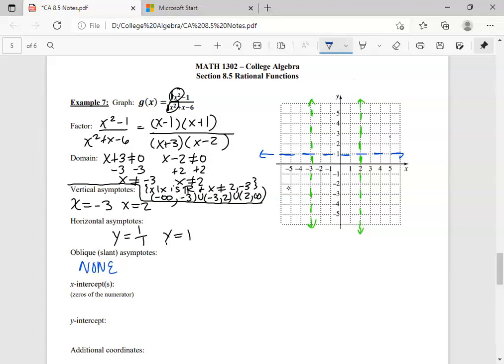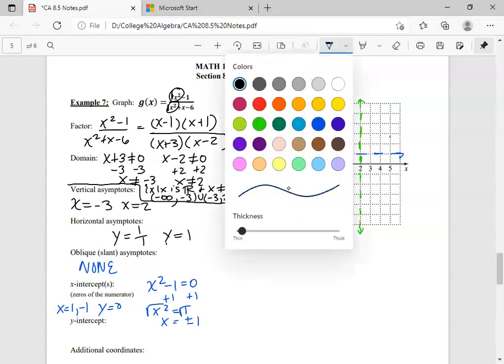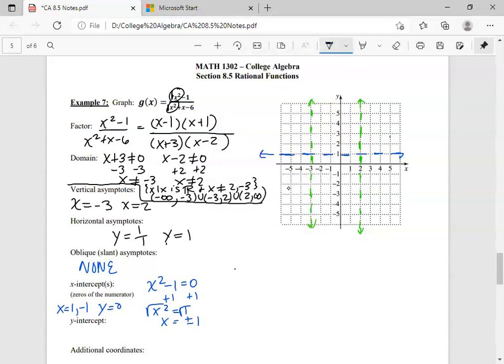The x-intercepts are the zeros of the numerator. So x squared minus 1. When does that equal 0? You could use the quad program, or you could just solve this. It doesn't matter, but that will tell you what the zeros are. So x is equal to plus or minus 1. So when y is equal to 0, x is equal to 1 and negative 1. I don't have any holes in this graph because nothing canceled out in that first step. So those both should be there. Negative 1 and positive 1.